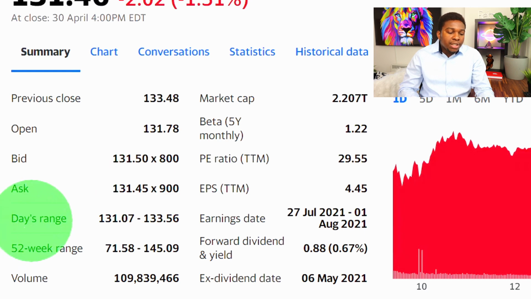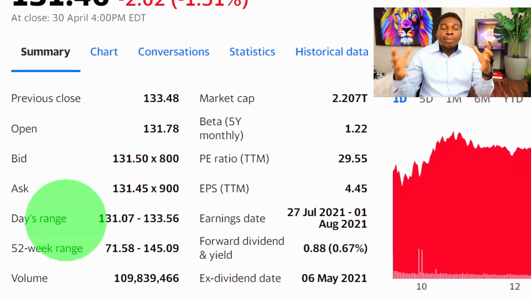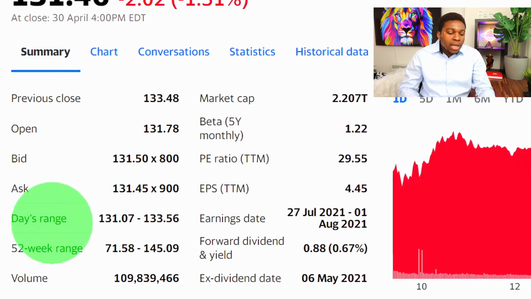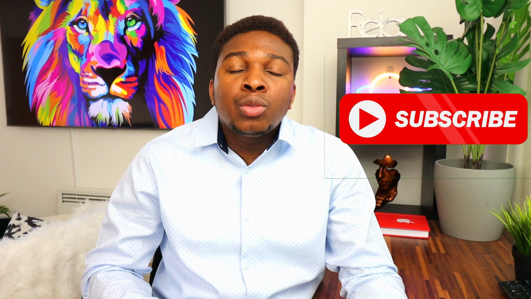So we also have the day's range. The day's range, as implied, is the range of the prices for the day. What is the highest price for the day and what is the lowest price for the day? So it's telling us that the lowest price for the day is 131.07 and the highest price for the day is 133.56. We also have the 52-week range.